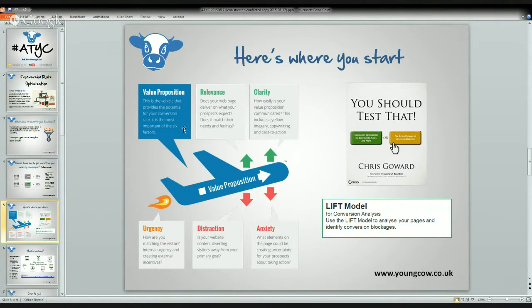Does it outweigh all of the other things that's probably going on in their mind as potential objections as to either checking out and buying or filling in your form? Look at relevance as the next point.